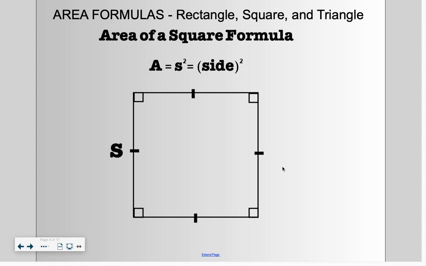As far as the area formula for a square, it's just side squared. Quite honestly, it really is just length times width, but both the length and the width are exactly the same, so it's a side times itself, hence being recorded as side squared.